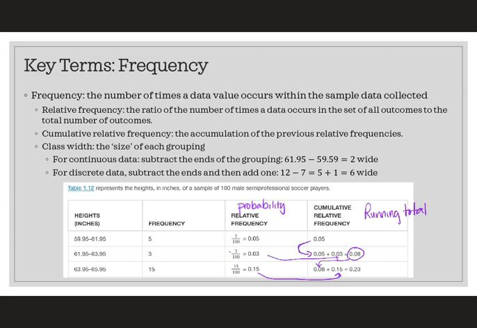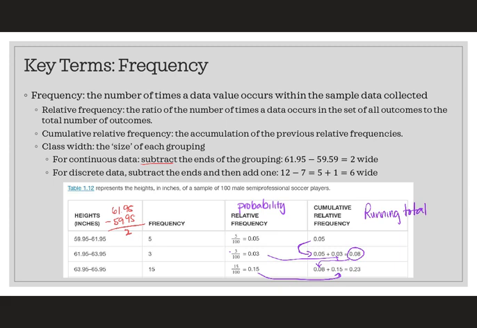Okay, now there's one other thing on this slide that's important. It is class size. Remember, I said a minute or two ago, the type of data is going to change some of our calculations. This is one of those calculations. If I have continuous data, all I have to do is subtract. Like this one, we would take 61.95, subtract 59.95, and we would end up with a class width of 2.